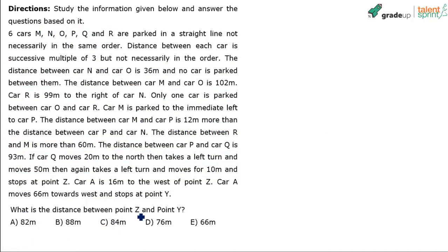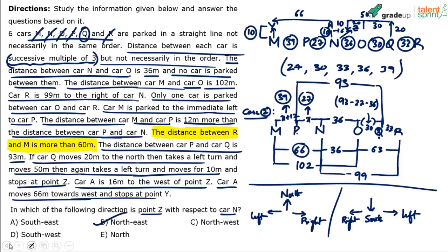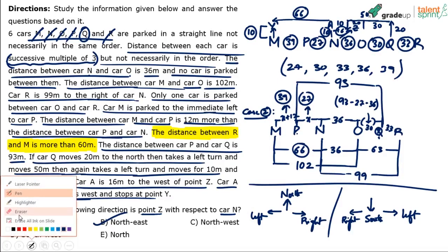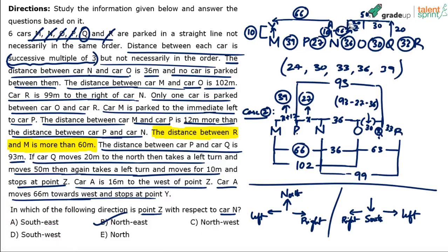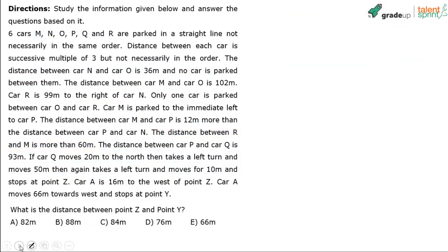Next question. What is the distance between Z and Y? See, between A and Y it is 66. Between A and Z it is 16. This 10 was the vertical distance, by the way. Don't get confused. This 10 that we had written here was the vertical distance. Between A and Z the distance is 16. Between A and Y the distance is 66. So between Y and Z it will be 66 plus 16, 82. Is 82 there in the options? Yes, option A will be the answer.